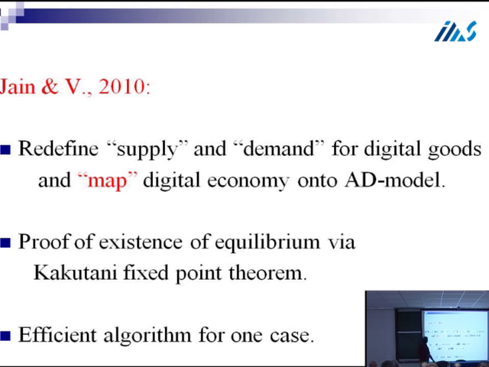What we will do here is redefine supply and demand for digital goods, and I will show you how to map this economy to the ROW model, okay? And I'm leaving this map under quotes and deliberately vague, just to say that it's not a reduction, and you'll soon see what I mean by a map. Then we give a notion of equilibrium and show existence of equilibrium using Kakutani's fixed point theorem.